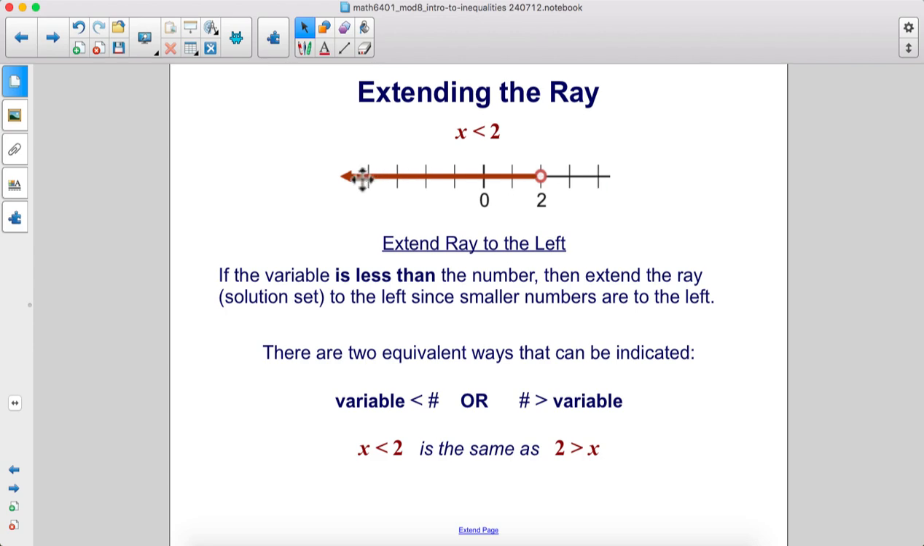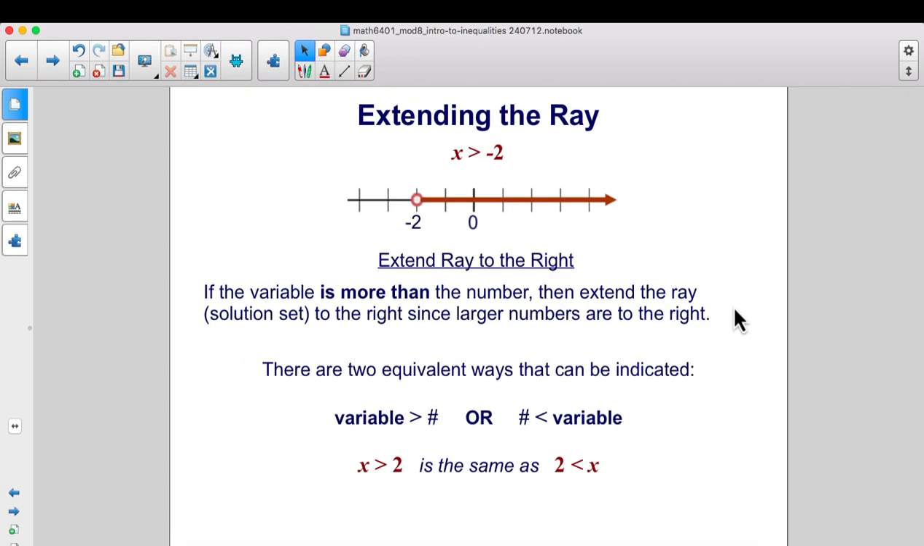There are two equivalent ways that can be indicated. Variable is less than number, or number is greater than variable, because x is less than 2 is the same thing as 2 is greater than x. If the variable is more than the number, then extend the ray to the right, since larger numbers are to the right. There are two equivalent ways that can be indicated. Variable is greater than number, or number is less than variable, since x is greater than 2 is the same as 2 is less than x.